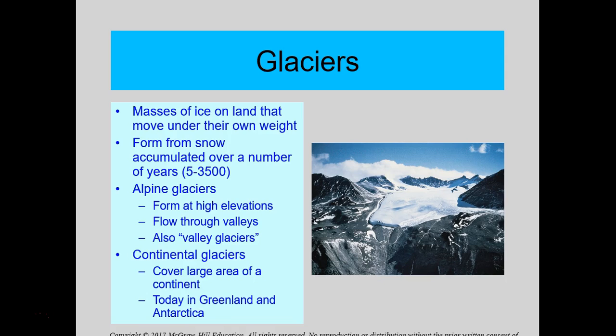These glaciers have to get up to a certain size, and once they reach that size, they can move on their own weight, and they'll cut into rocks and cut large pieces out of rocks. There are different types of glaciers. There are alpine glaciers that form at high elevations, and then there are continental glaciers that can form over large areas of continents, like Greenland and Antarctica. Alpine glaciers can form and cut valleys into mountains.